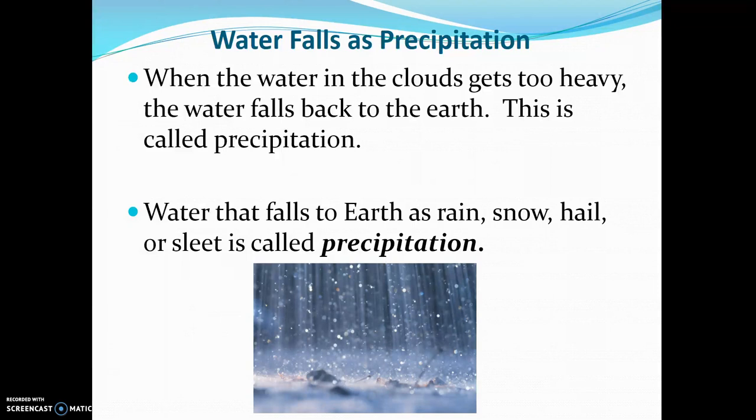Water can fall back down to Earth to complete the water cycle in multiple forms, interestingly enough. It can fall as rain, which is liquid water. It can fall as snow or hail, which are frozen water, or as sleet, which is a combination of liquid water and frozen water. When water falls back down to the earth, that is called precipitation. This is an image of a raindrop.